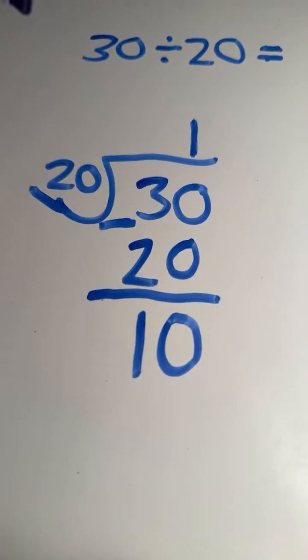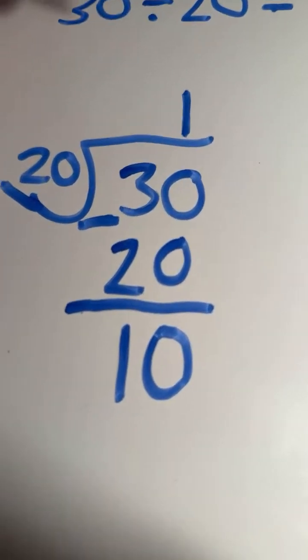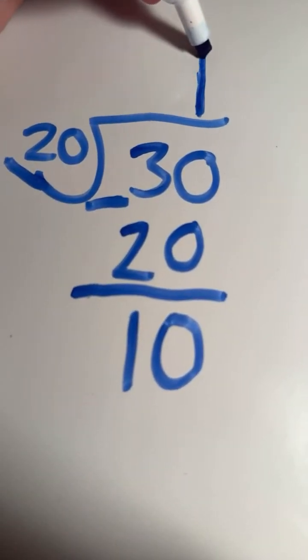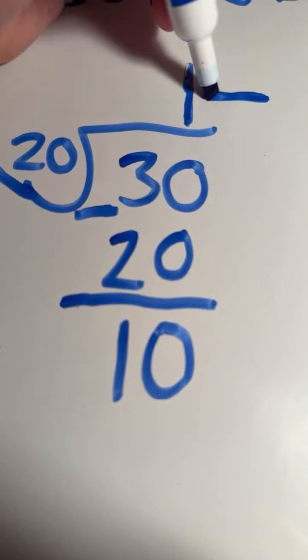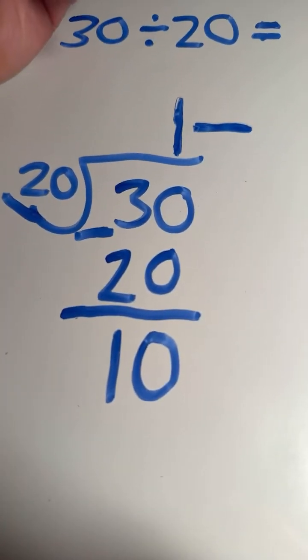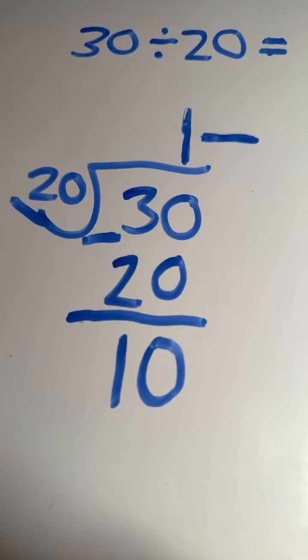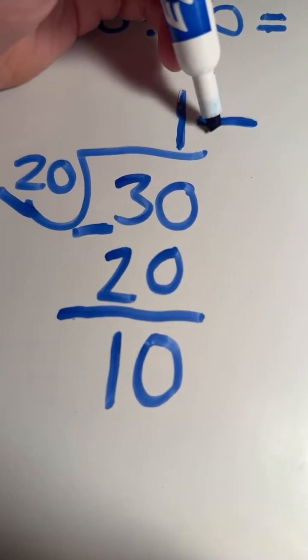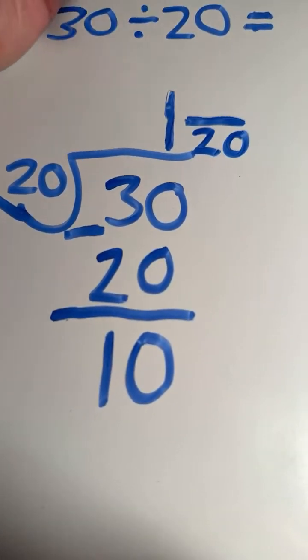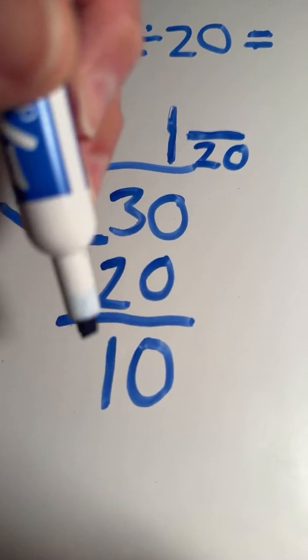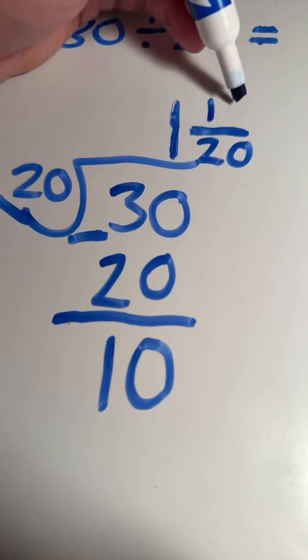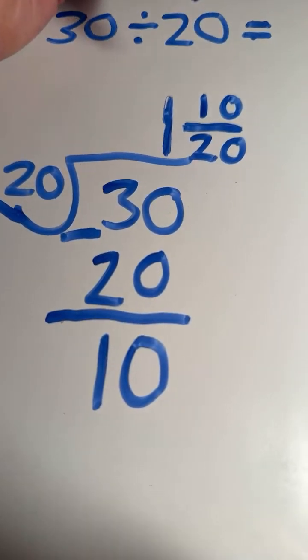If we want to break that down into a mixed number, here is how we would break the answer down to a mixed number. If we're converting our answer to a mixed number, the number we're dividing by is our denominator. So we're dividing by 20, that's our denominator. Our remainder is our numerator. We have a remainder of 10. So our answer would be 1 and 10/20.